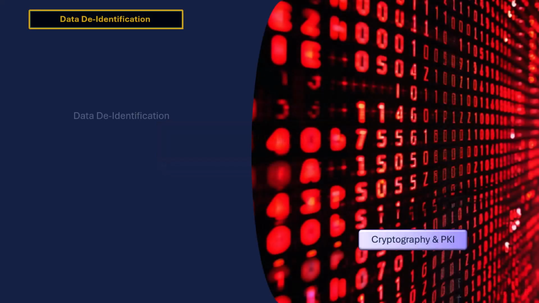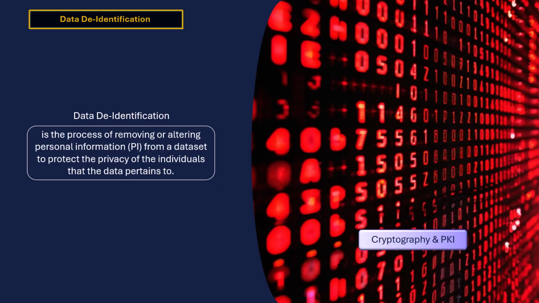Data de-identification is the process of removing or altering personal information from a data set to protect the privacy of the individuals that the data pertains to. This allows the data to be used for other purposes such as research, analysis, or public release without the risk of identifying those involved.